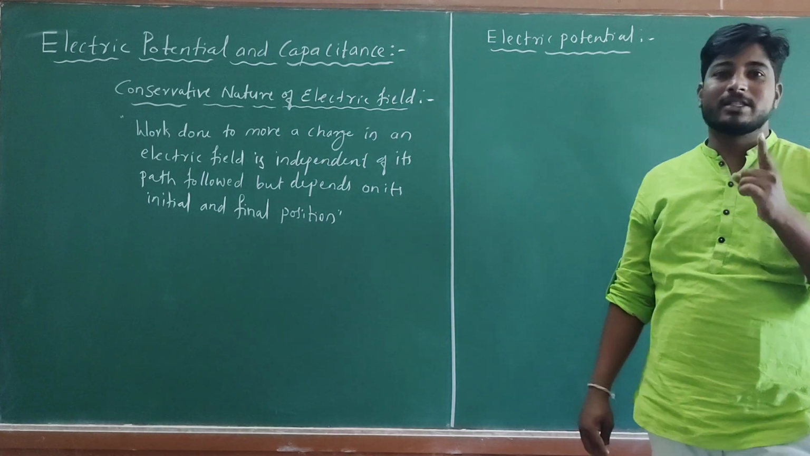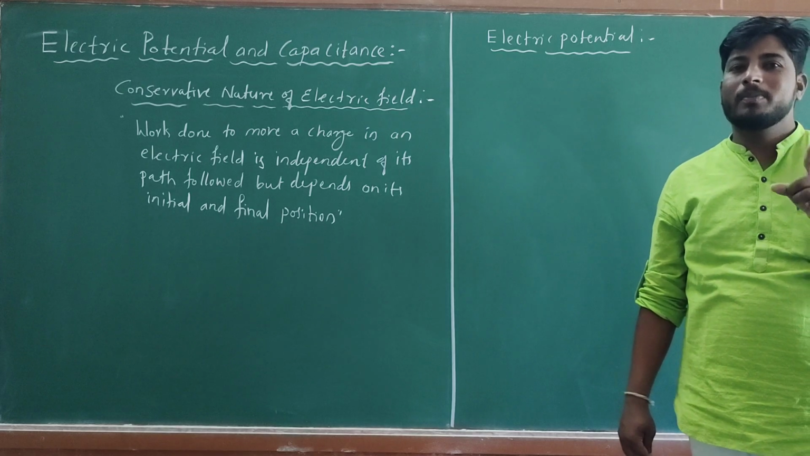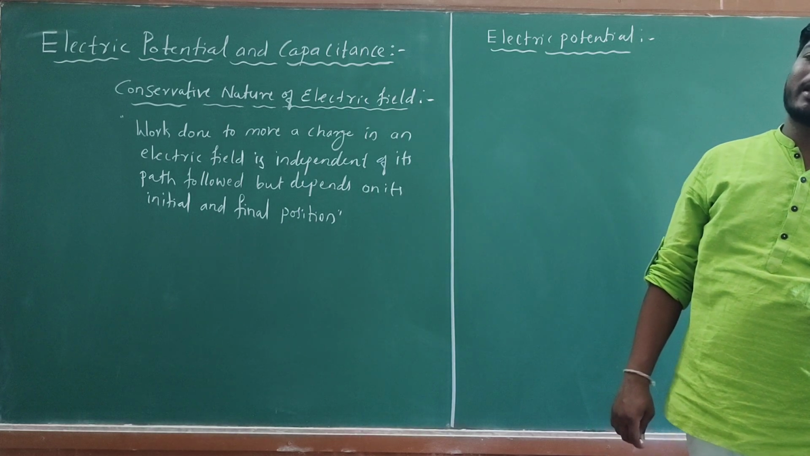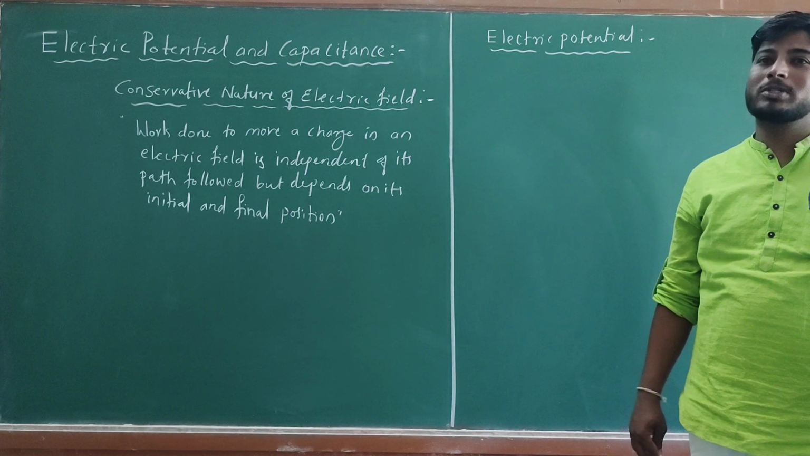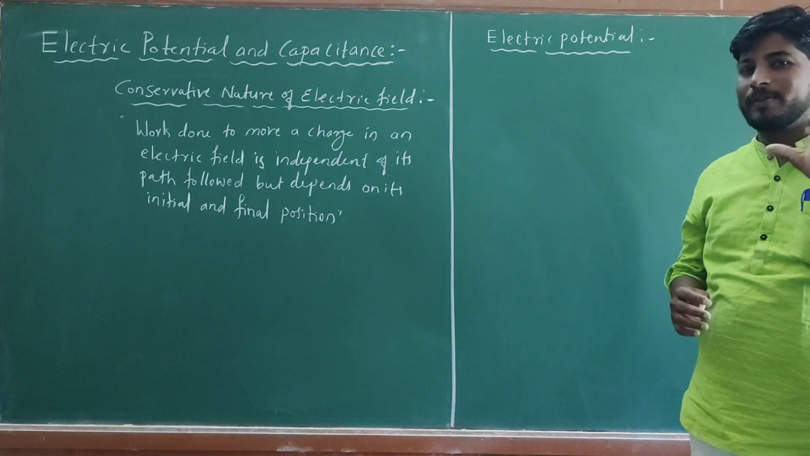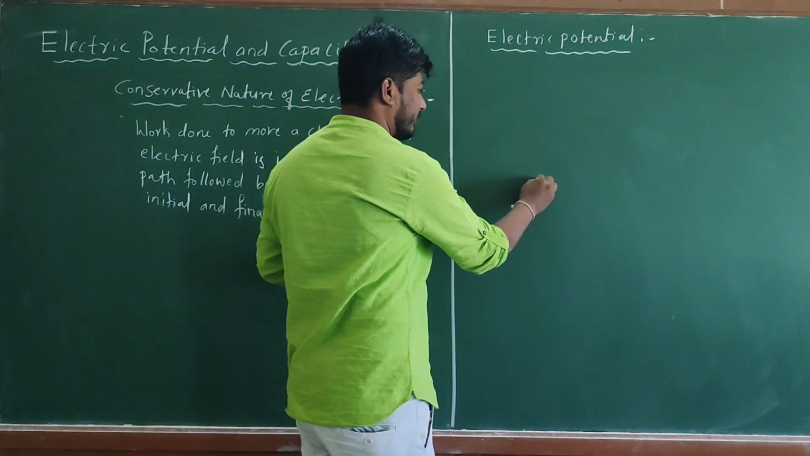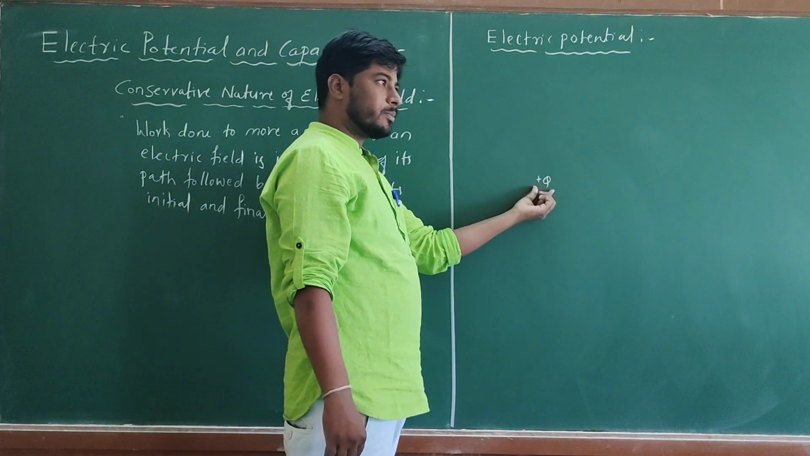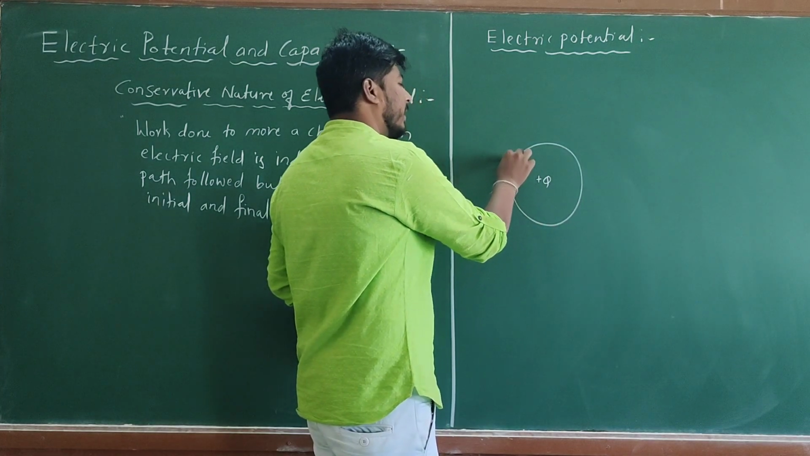Electric potential is the work done in moving a unit positive charge from infinity to that point against the electrostatic field. So how can we understand this definition of electric potential? Say here, there is a charge, and we know that every stationary charge produces its own electric field. It has its own electric field, like this.